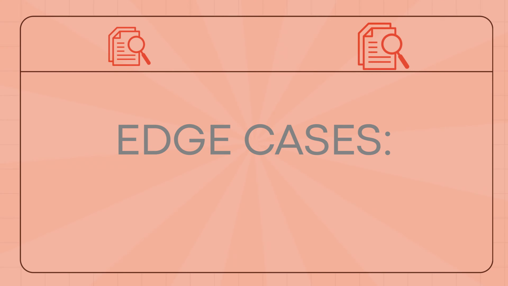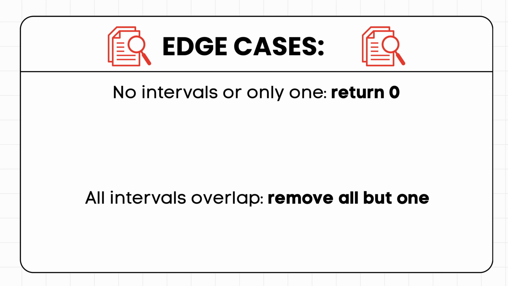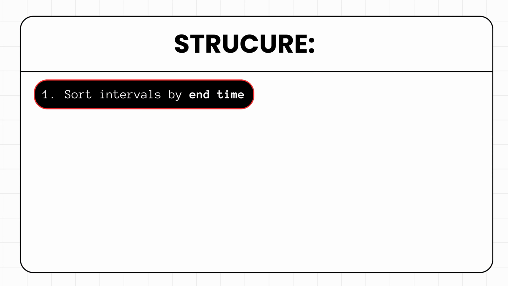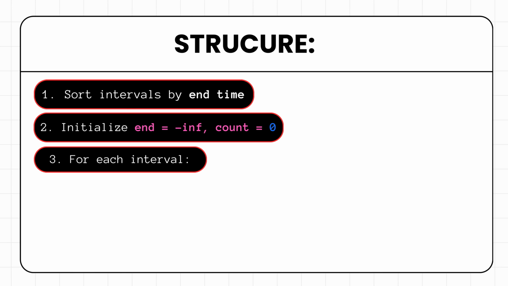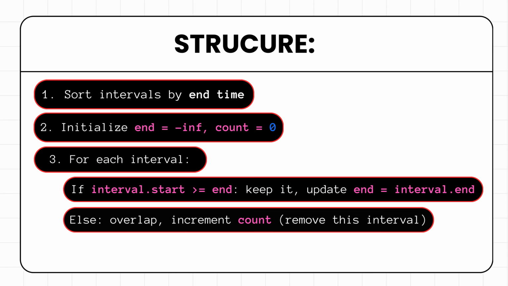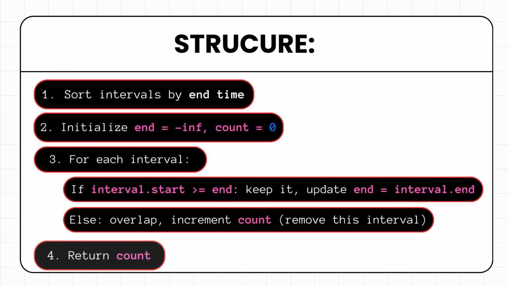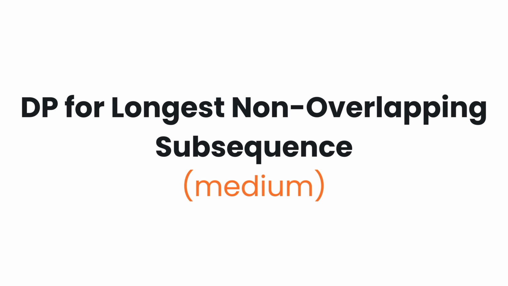Edge cases. No intervals or only one, return 0. All intervals overlap, remove all but one. Sort intervals by end time. Initialize end equals infinity, count equals 0. For each interval, if interval.start is greater than or equal to end, keep it and update end equals interval.end. Else, overlap, increment count, remove this interval. Return count. Let's try to implement it using solution 1.